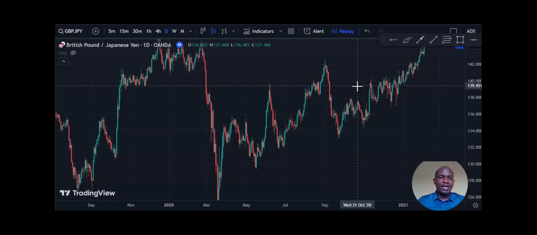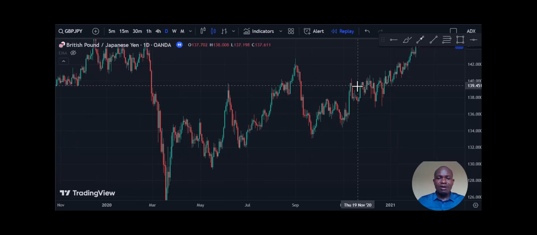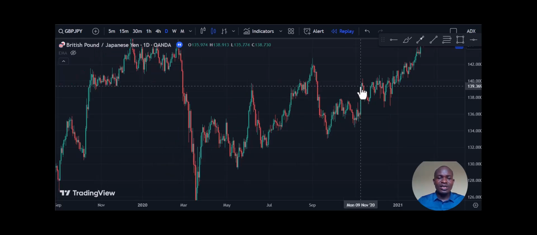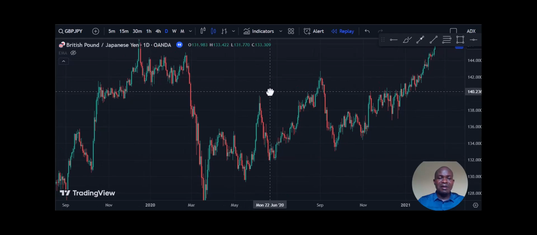All right, so this is a pound yen chart, daily. Looking at the chart here, what can we see? We see a pictorial move of the market. So from here, remember, the first thing you need to look for is the form, the structure of the market, not the pattern, not the candlestick pattern.